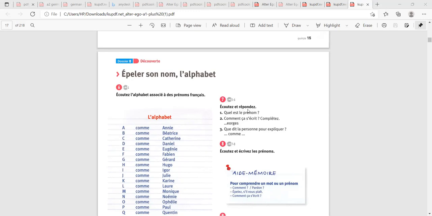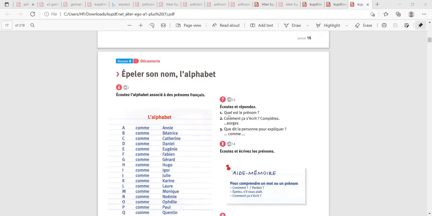Écoutez et répondez. Répétez après moi. Écoutez et répondez. What is the sound of et? Literally the meaning of et is and. Listen and respond. Répondez. C'est clair?